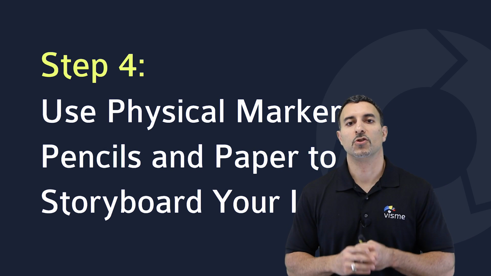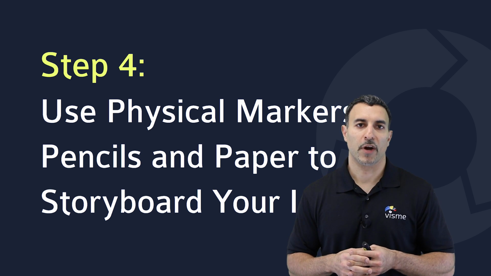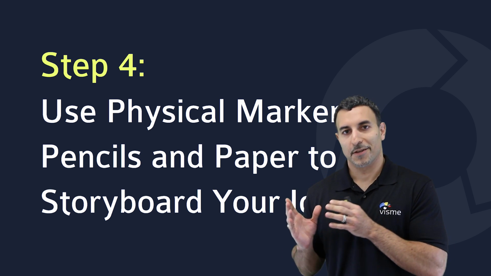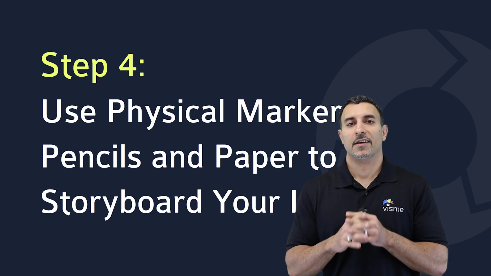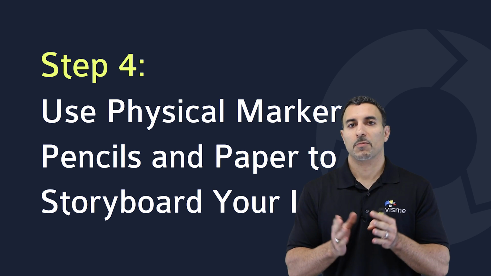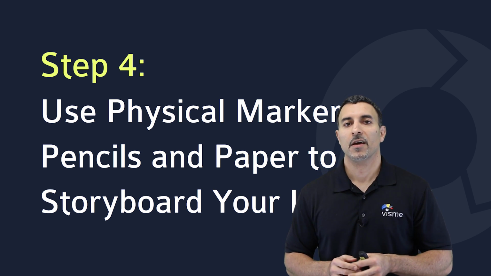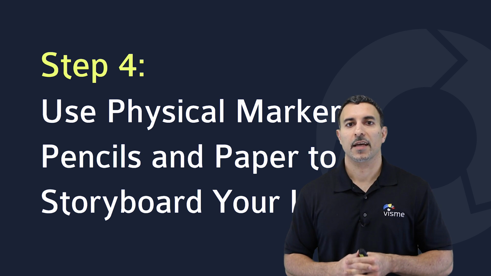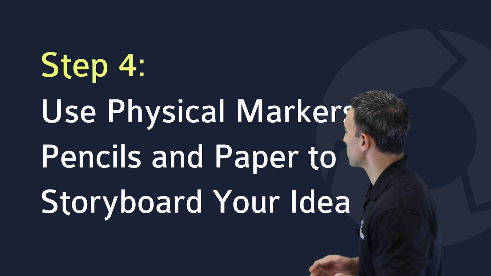Step 4 is use physical markers, pencils and paper to storyboard your idea. Now I'm going to show you this next cheat sheet, and it's going to look a little complicated. Don't worry about it. It's actually pretty easy to understand once you dive in. Now what you want to do is match some of the keywords that I listed in the last example earlier in that 4 quadrants, and summarize it into this next visual. So let's take a look at it.